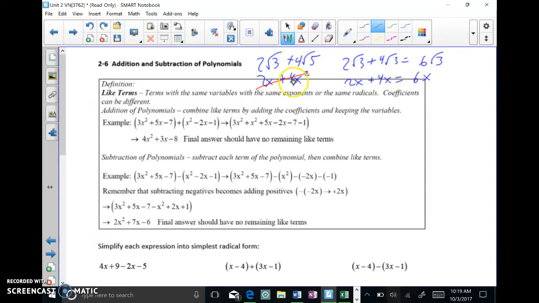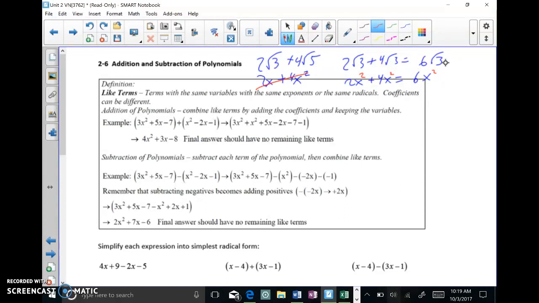So if I wanted to combine 4x squared, I would need 2x squared, and then I can make it 6x squared, that type of thing. So again, if we have 2x squared plus 4x squared, it would be 6x squared. So whatever is common about like terms, whatever is the like part of the like terms, whether it's the x squared or the rad 3, that stays the same when you're combining like terms.